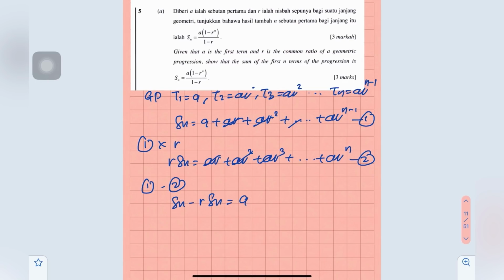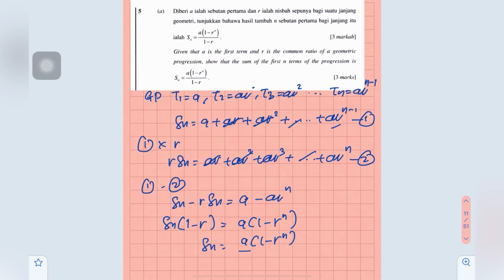Okay, so then yang ini tolak dengan yang sebelum ni. So lepas tu akan dapat kat sini tolak ar power of n. Okay, so kita factorize this one, dapat 1 minus r. So this one pun boleh factorize 1 minus r power of n. So finally Sn equals to a, 1 minus r power of n bahagi dengan 1 minus r. Okay, so shown lah.